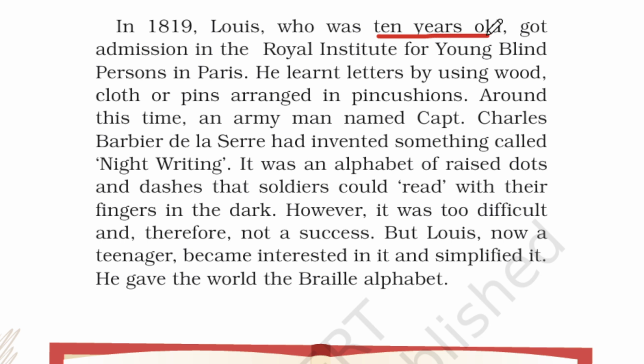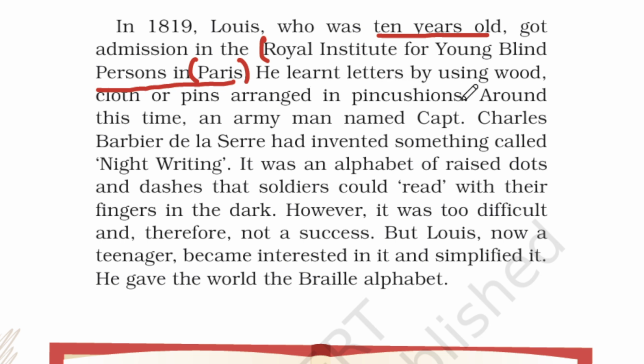In 1819, Louis was 10 years old. He got admission in the Royal Institute of Young Blind Persons in Paris. He went to an institute called the Royal Institute for Young Blind Persons in the place Paris. He learned letters by using wood, cloth, or pins arranged in pin cushions.